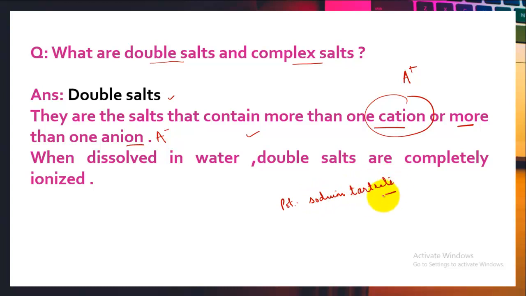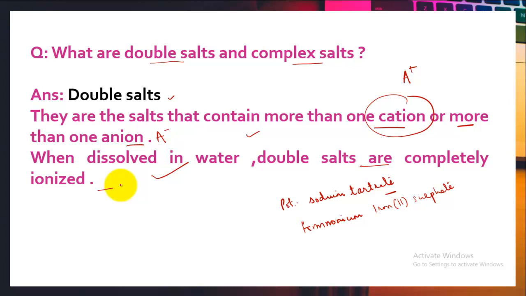Tartrate. This is a double salt. Likewise, we have another example, that is ammonium iron 2 sulfate. This is an example of another double salt. Likewise, we have many double salts. When these salts are dissolved in water, they get completely ionized to form the ions from which they are formed.